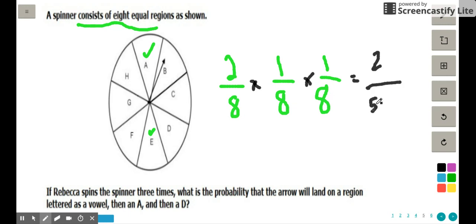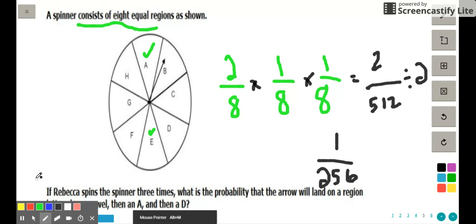Let me double check. Yeah, 512. Well, we can simplify this by dividing each of these by 2. 2 divided by 2 is 1. 512 divided by 2 is 256. Again, in your calculator, 2 divided by 512 gives you 0.0039. 1 divided by 256 gives you 0.0039. They're the same number, just written in a different format.